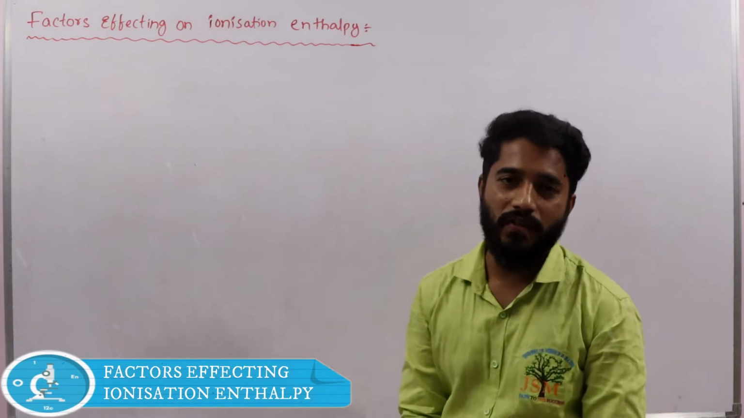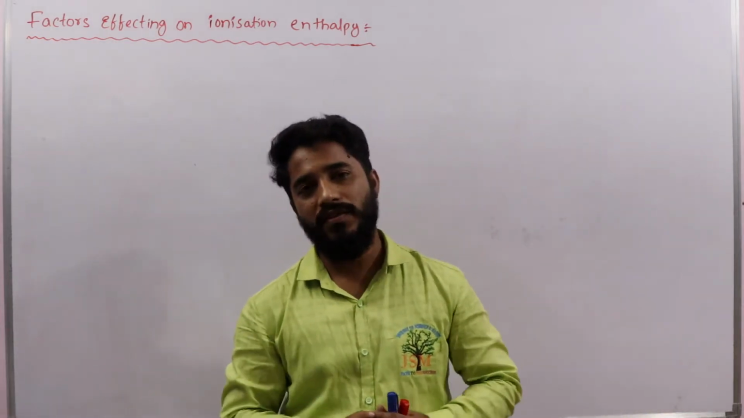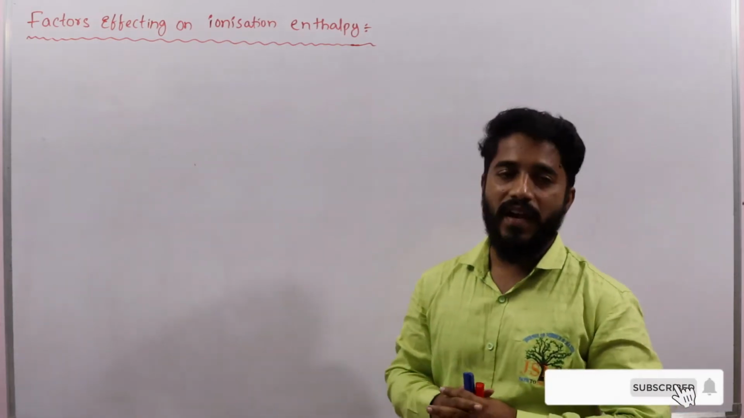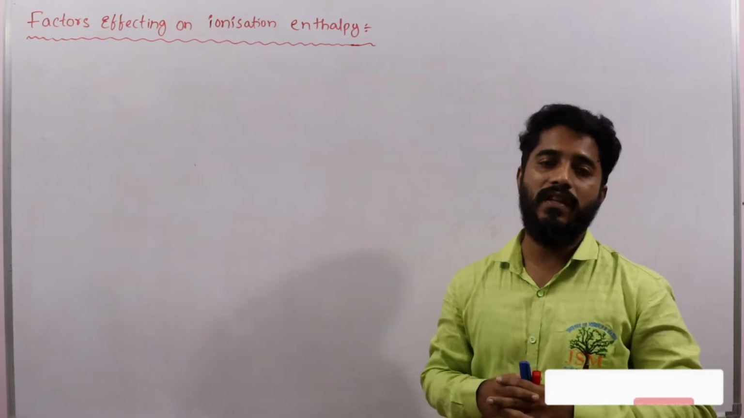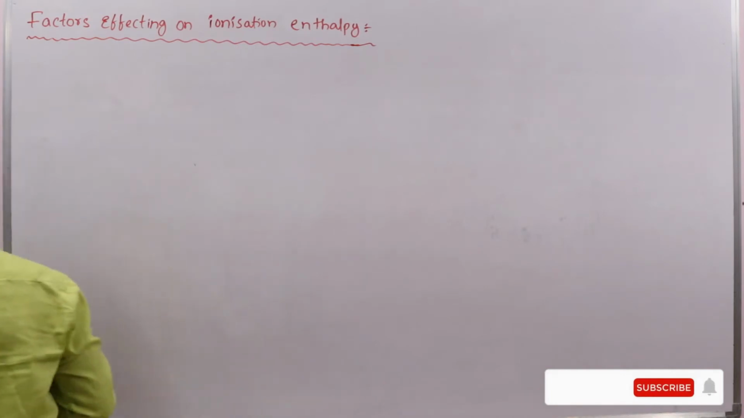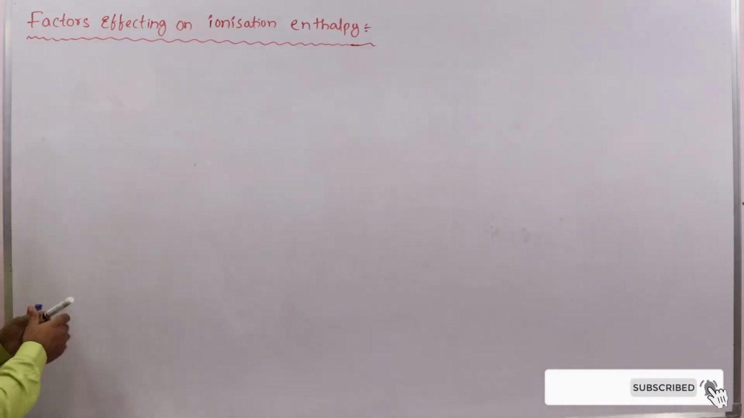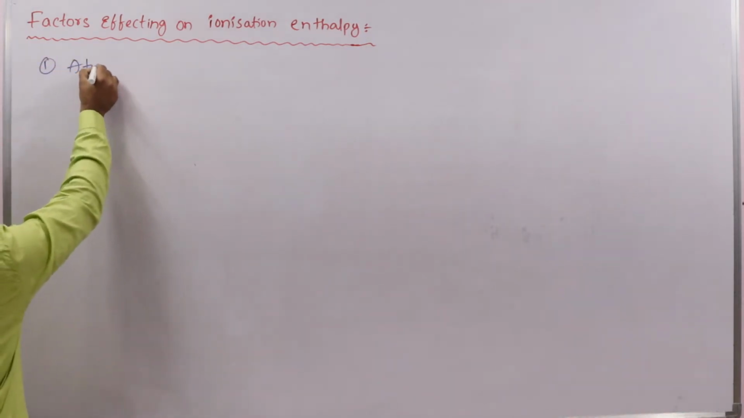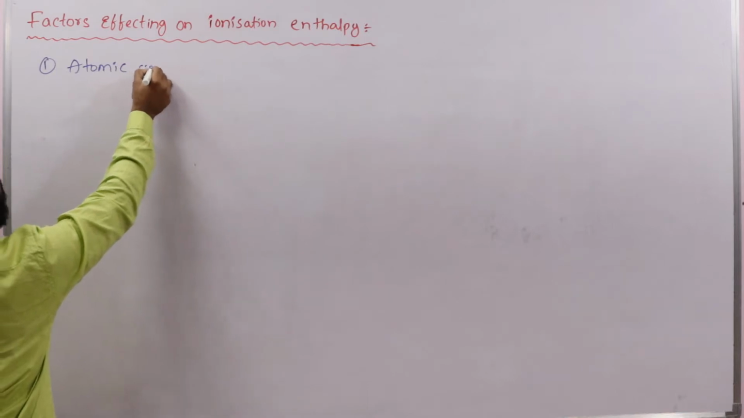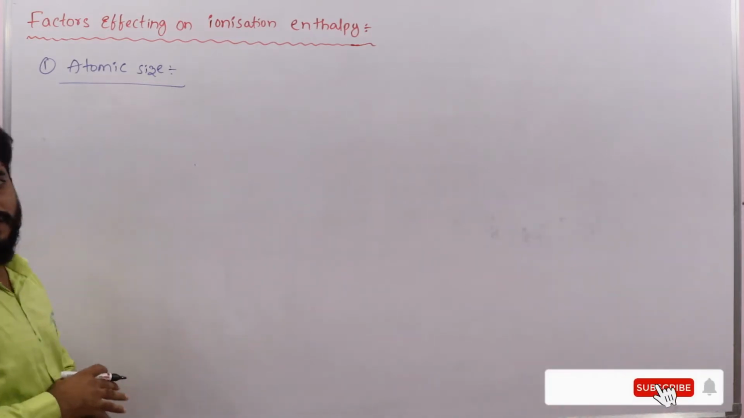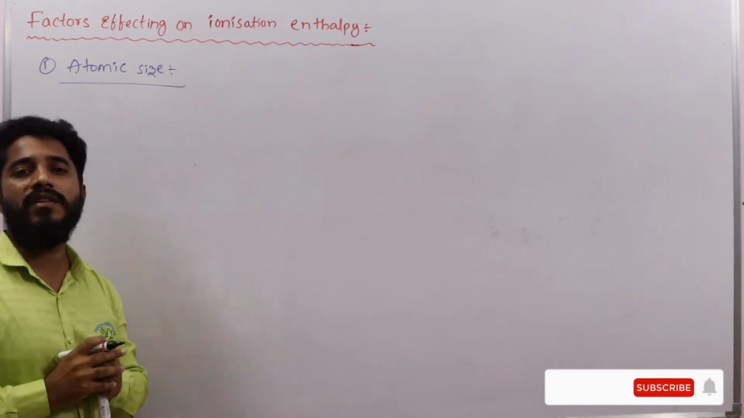In this video, I am going to explain: what are the factors affecting ionization enthalpy? Here are some factors which affect the ionization enthalpy. Let us see what the factors are. The first one is atomic size. What will happen when atomic size changes? When atomic size increases or decreases, what will happen to the ionization enthalpy?